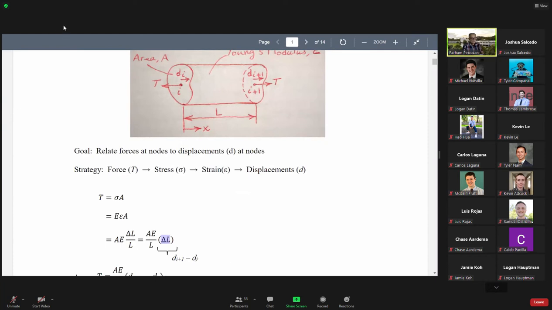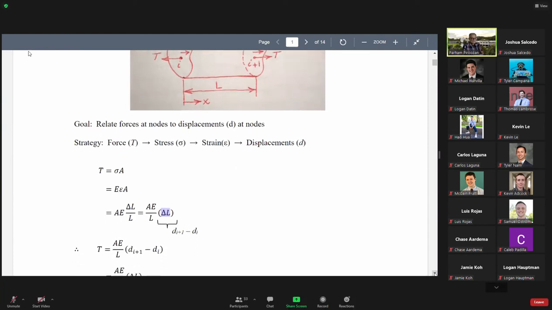I plus 1 minus di. The change in length of this bar is simply the displacement of node i plus 1 minus di. Therefore, T is AE over L times di plus 1 minus di. That's what we wanted to achieve. We wanted to relate force T to displacement at nodes, and that's what we did.